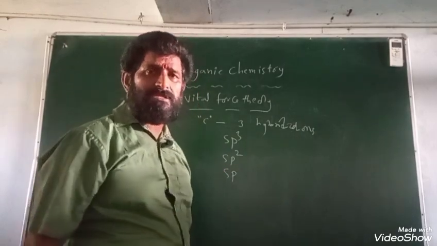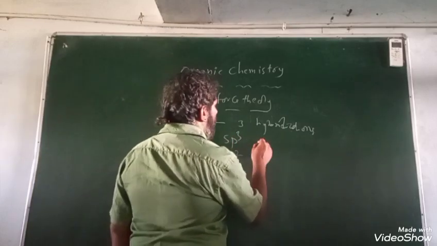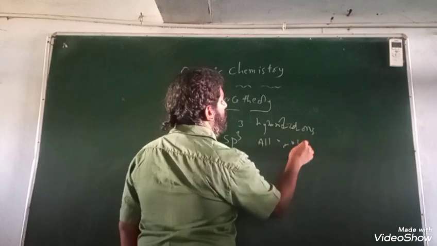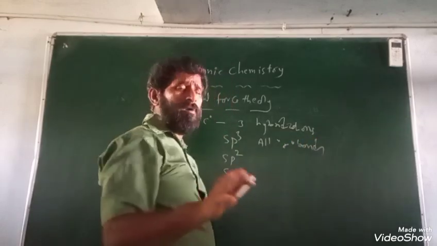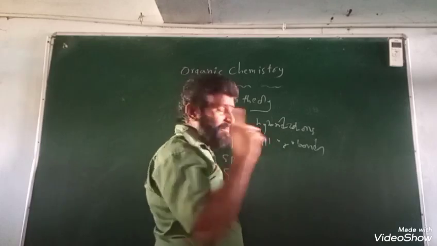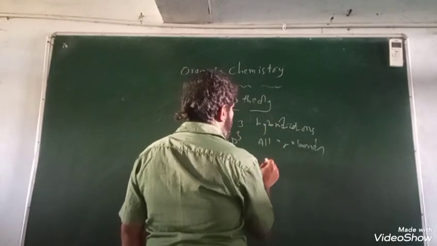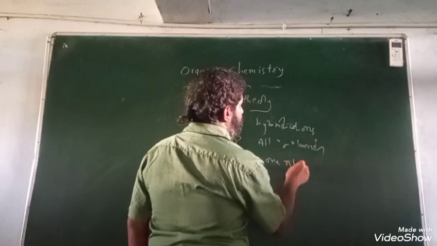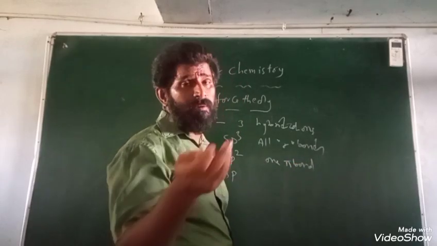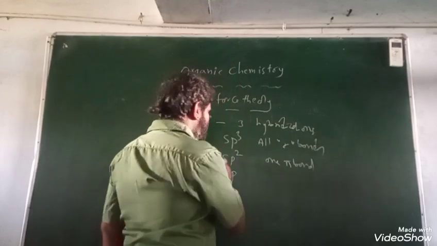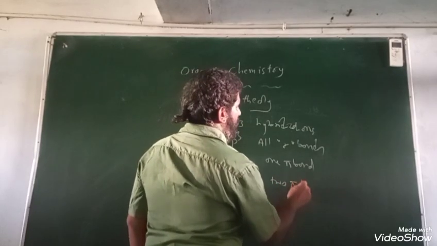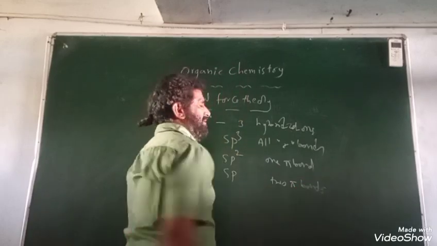How can you say that a hybridization is sp3? sp3 means all bonds are sigma bonds. Carbon has all sigma bonds in sp3. If carbon has 1 pi bond, with the remaining covalent bonds being sigma bonds, then it is sp2. Next, sp means 2 pi bonds and 2 sigma bonds.